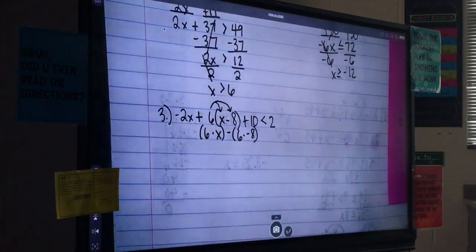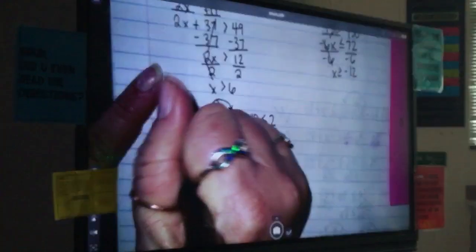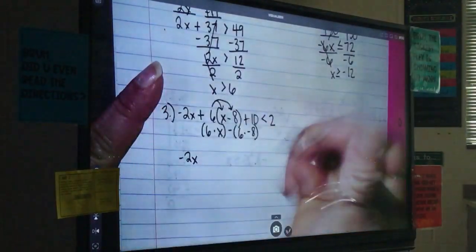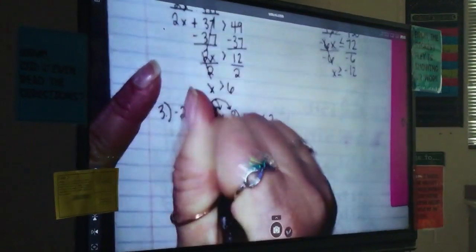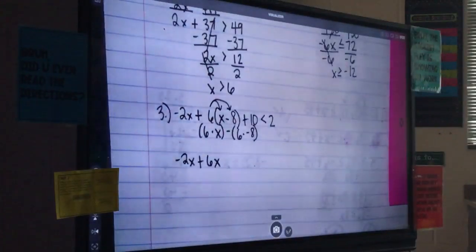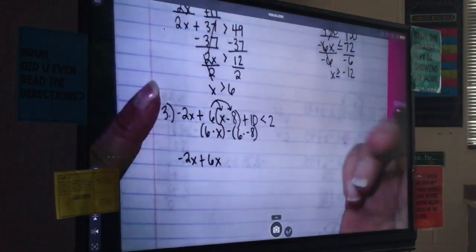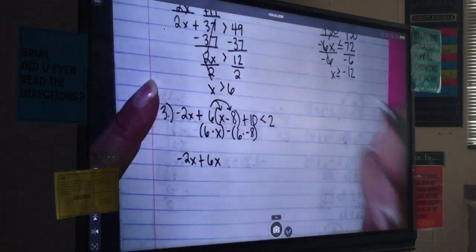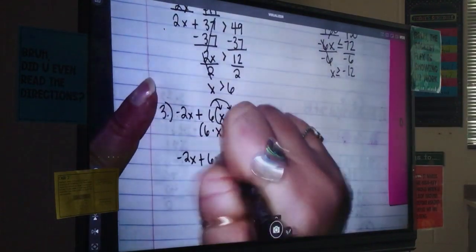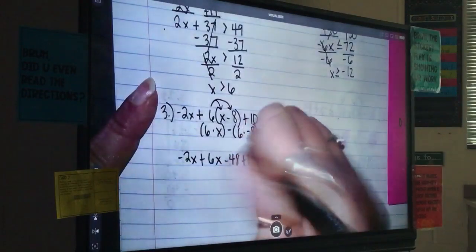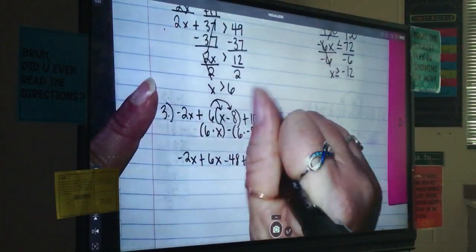Go ahead and go over this. So when I distribute, I end up with negative 2x plus 6x. Now, I do 6 times negative 8. What does that give me? 6 times negative 8. Ellie. Negative 48 plus 10 is less than 2.